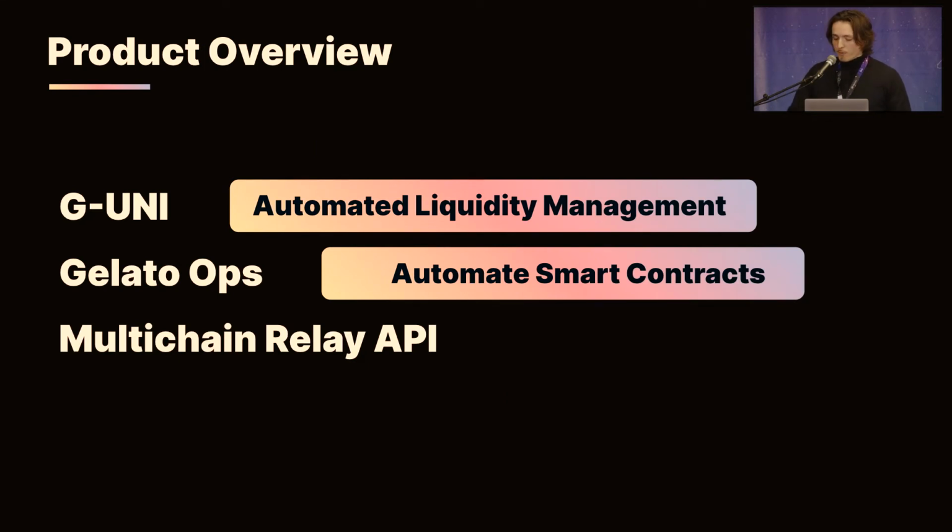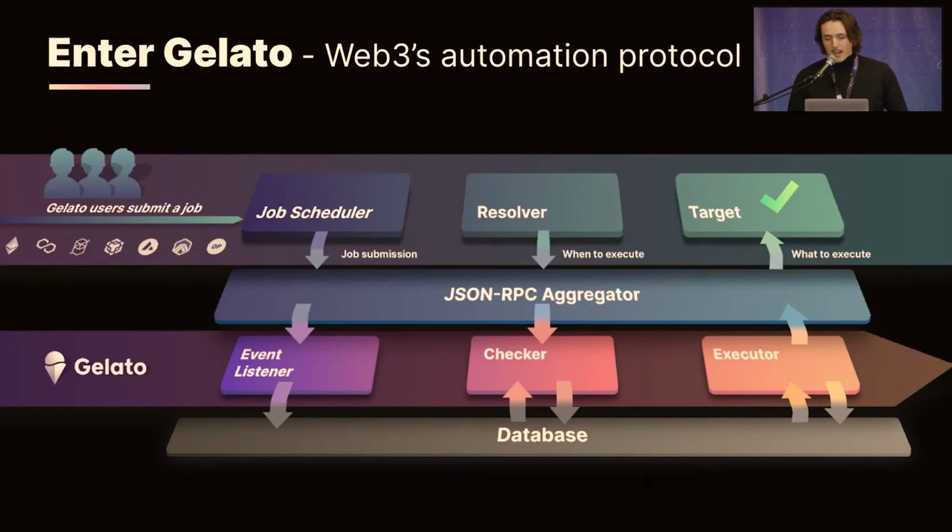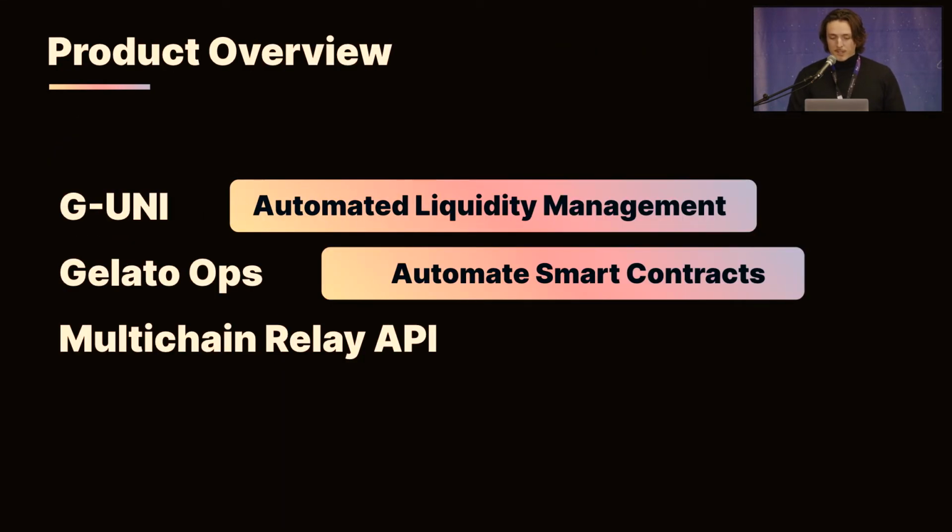Yeah, so this is an overview of the architecture of the network itself. And then what we have done is we've taken the liberty to build a couple of applications on top of that. Or isolated certain parts of this whole thing and made it available for developers to use, to either showcase what you can do with it or to focus on particular other use cases that you can use this infrastructure network for. And those are GUni, Gelato Ops, and our new multi-chain relay API that I will talk about in a bit, and I will just very briefly touch upon all of them.